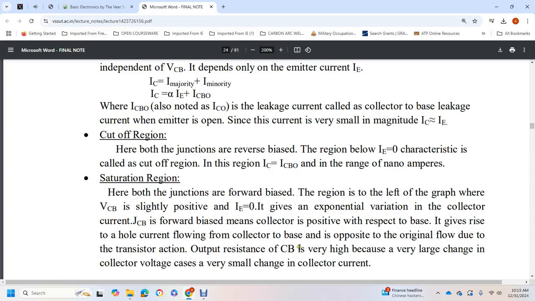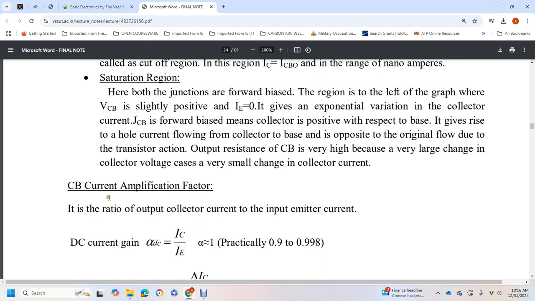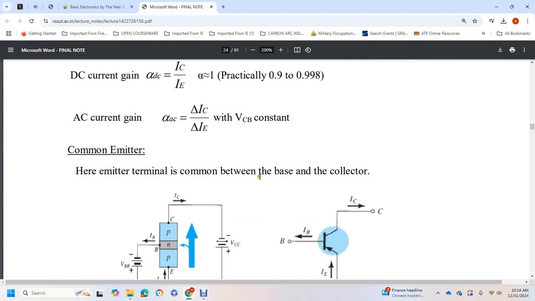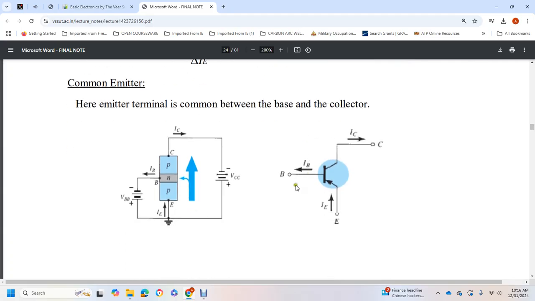The output resistance is very high because a very large change in collector voltage gives a very small change in collector current. The CB current amplification factor is the ratio of the output collector current to the input current, giving the DC current gain and the AC current gain. Next, the common emitter configuration, where the terminal common between input and output is the emitter.